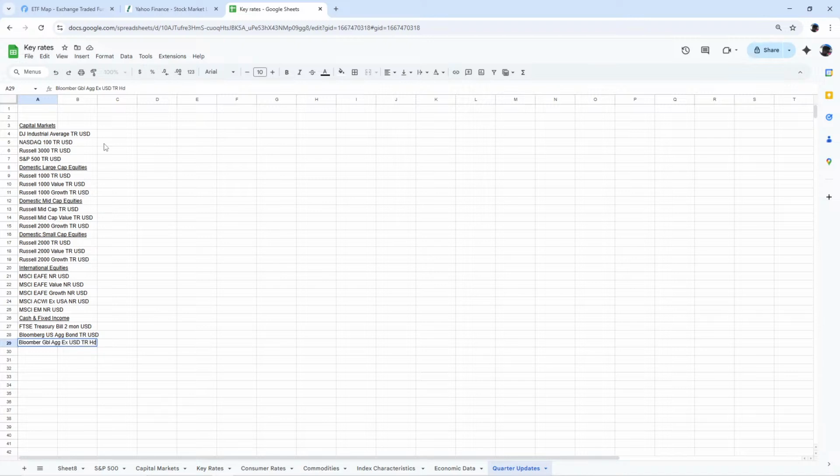There's so much abbreviation in these. Like, I gotta add a G there. Bloomberg Global Aggregate X USD Trust Hedge US dollar. Like, come on, bro.